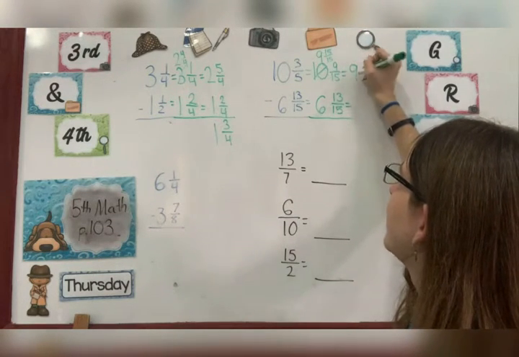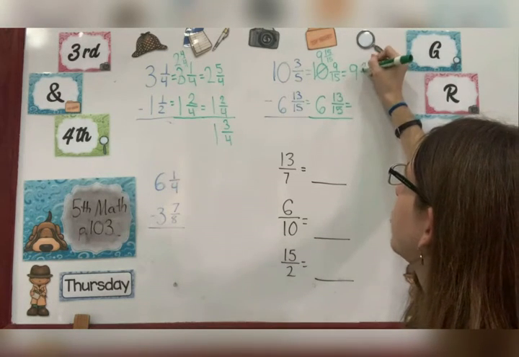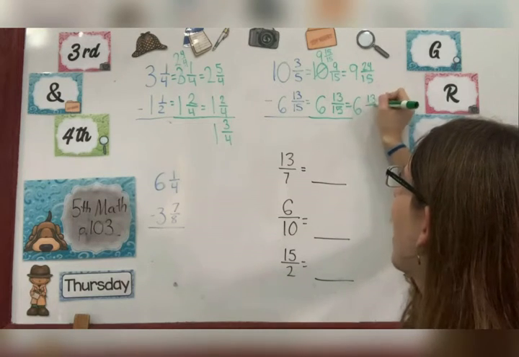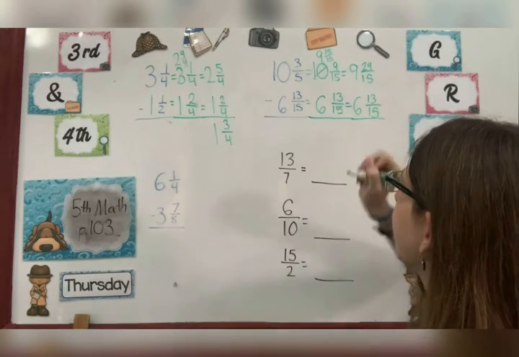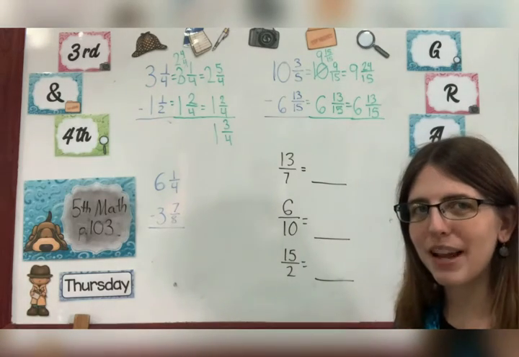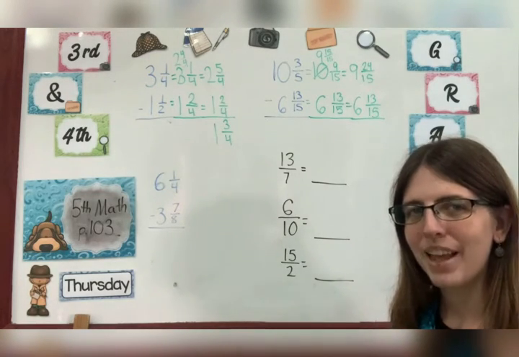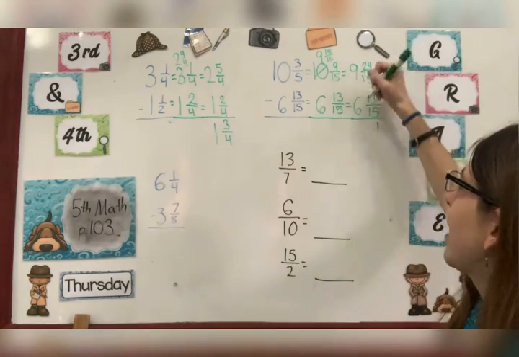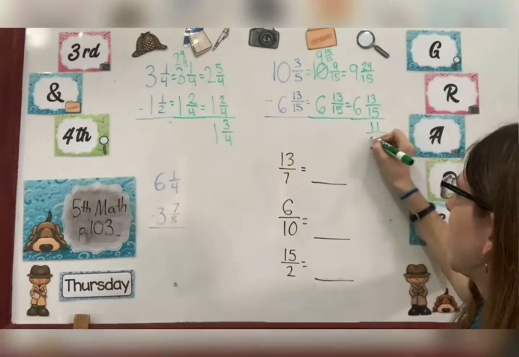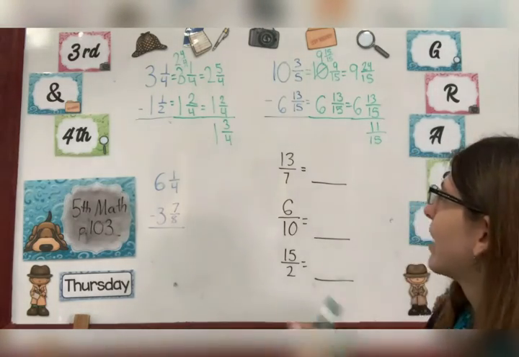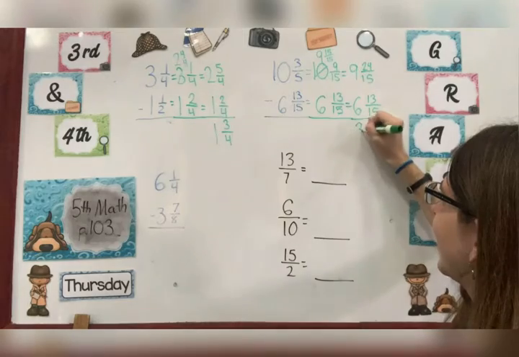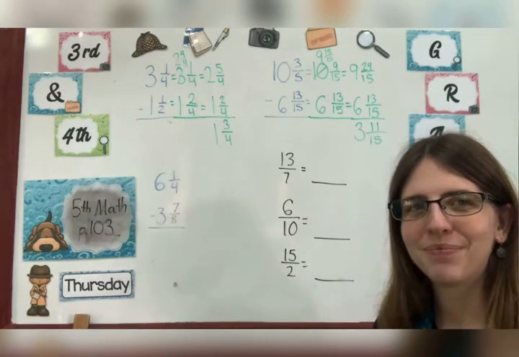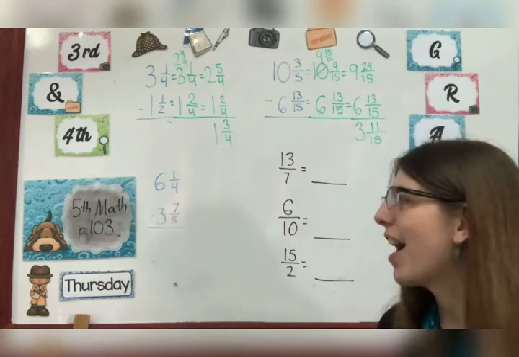So my new number is 9 and 15 plus 9 is 24 over 15 minus 6 and 13 over 15. Subtract. 24 minus 13 is, well, 4 minus 1 is 1, or excuse me, 4 minus 3 is 1. 2 minus 1 is 1. Denominator stays the same, 15. 9 minus 6 is 3. Check your fraction. Can you reduce? Nope, so we'll move on.